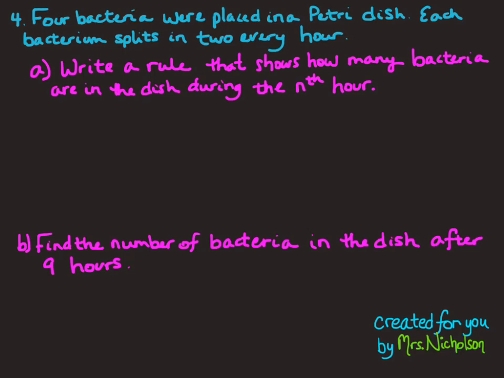And so this is kind of like a geometric sequence here. I'm going to say that the population in the dish after n number of hours is going to be equal to the first term, which is 4, the first number of bacteria, times the common ratio, which is 2, because we're doubling the number of bacteria every hour. And 2 is going to be raised to the n minus 1 hours.